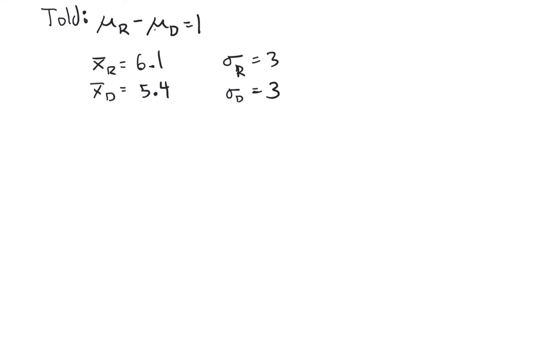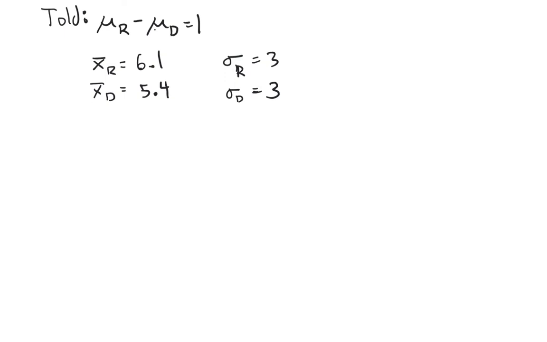Going back to our previous problem, we're not actually told the mean drying time of regular cement and deluxe cement, but we are told the difference. We're told that if we subtract the means, we should get 1. That the mean drying time for deluxe cement, which I labeled with a capital D, is 1 hour less than the mean drying time for regular cement. So that's what we're told here.